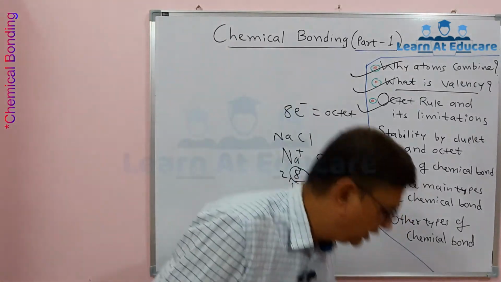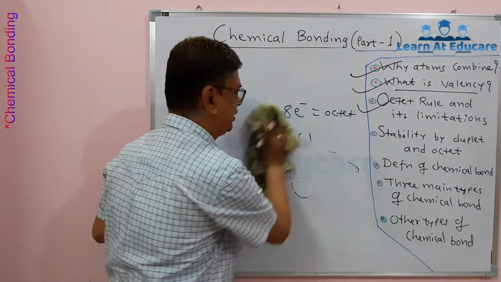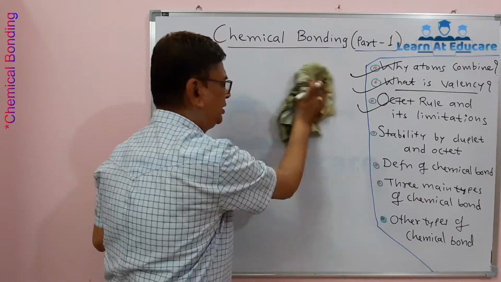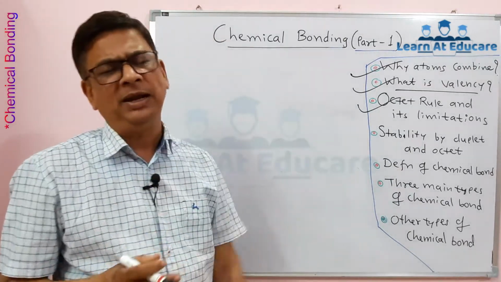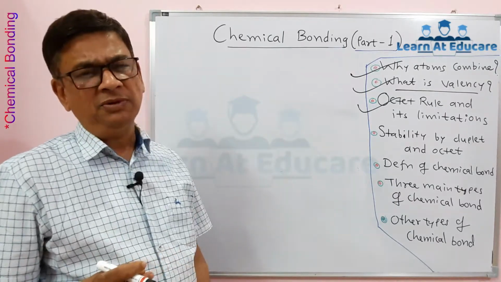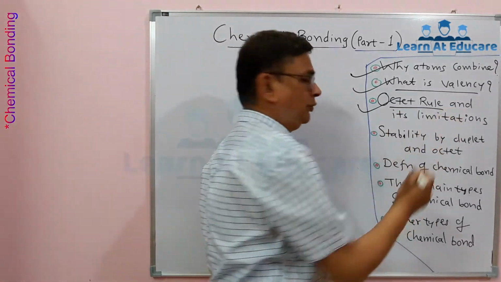Not only in the ionic bond, or in the donation or acceptance of electrons, but when a covalent bond is formed by mutual sharing of a pair of electrons, there also preference is given to forming an octet.